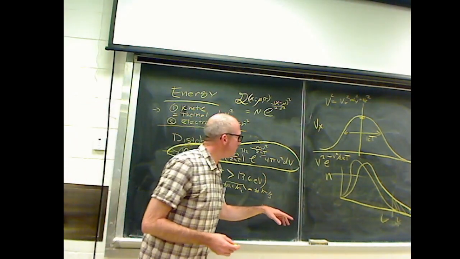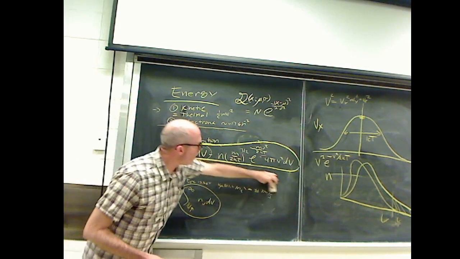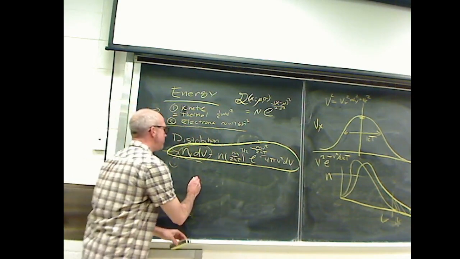What's that distribution called again? This is a Maxwell-Boltzmann distribution. Oh, there are several two-name distributions.